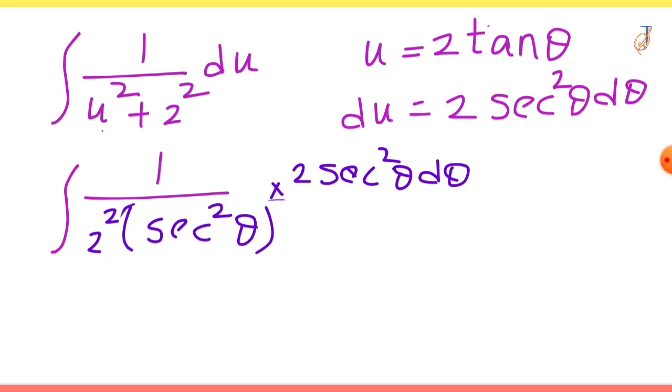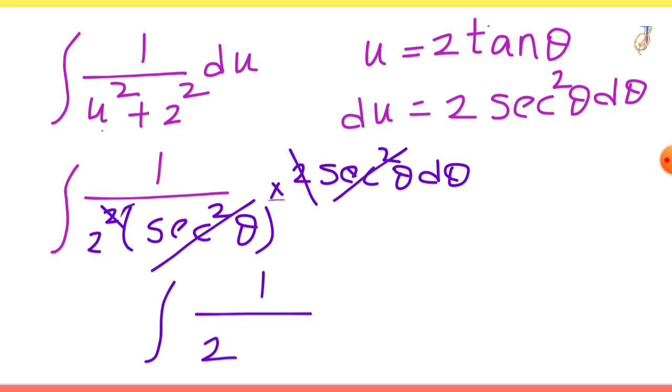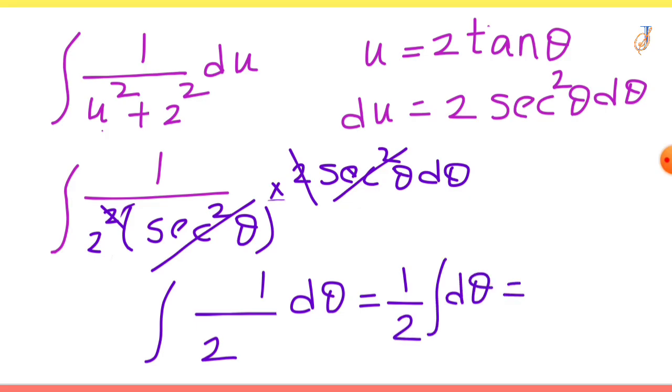Now observe this. Secant square theta gets cancelled. Here the 2 in the numerator and the 2 in the denominator get cancelled. So you are left with only integral 1 over 2, and only d theta. 1 over 2 is a constant, so just take it outside. Then integral d theta, the value is theta plus c.